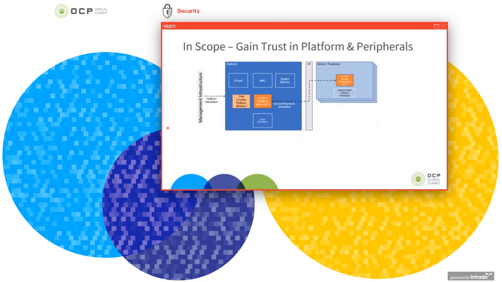Moving forward, so how do you gain trust in a platform? How do you know that secure boot was done properly, that everything is configured correctly, and that the platform can be trusted and be secure? So let's talk about that aspect now.